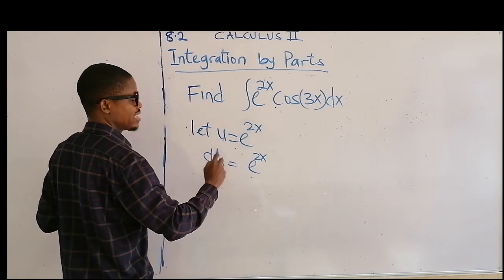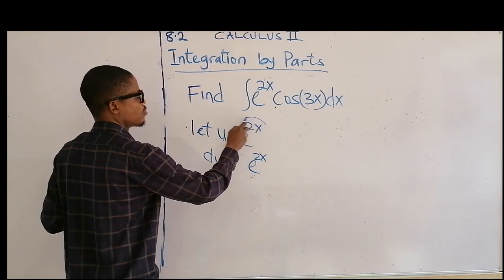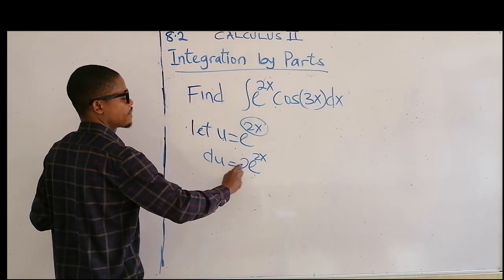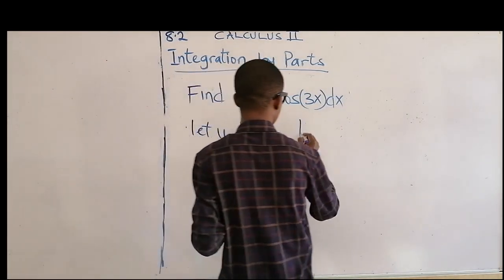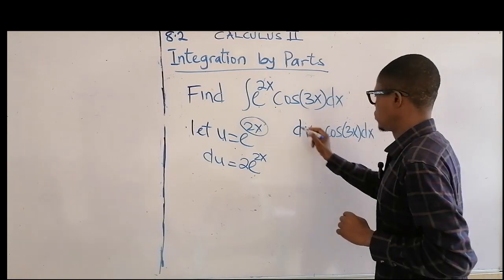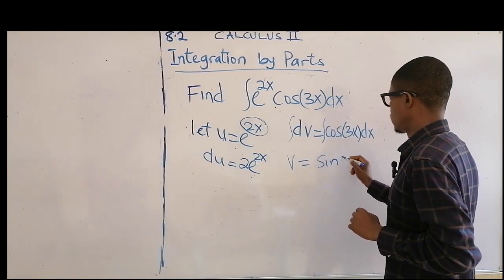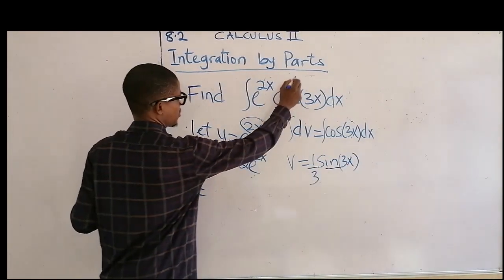When you are differentiating an exponential, the answer is the same as the question, but you must multiply by the derivative of the power. Then dv is equal to what? cos 3x dx. So integrate this. So v is equal to what? Sine 3x over 3. And then can we call this question I?